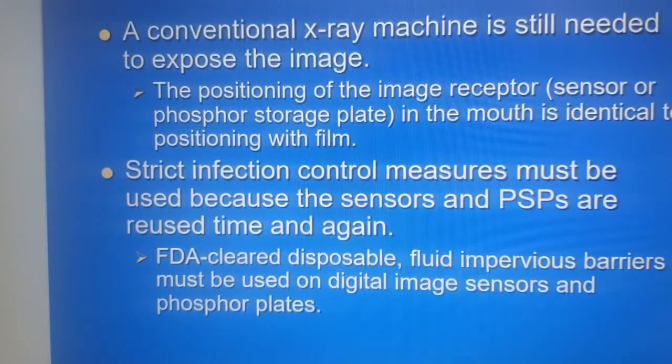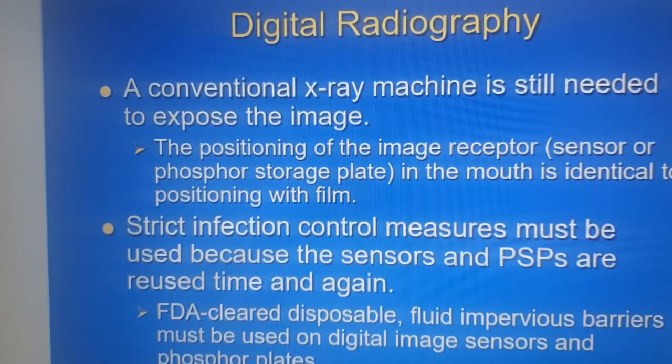Then from there, a conventional X-ray machine, ladies and gentlemen, is still used when it comes to digital radiography. Okay, so this then essentially requires the positioning of the image receptor, which is our sensor or phosphor storage plate, into the patient's mouth, and is identical to positioning with film. So essentially what they're trying to say is how we would position our X-ray films is the same way we'd be positioning our image receptor or our sensor when it comes to digital radiography.